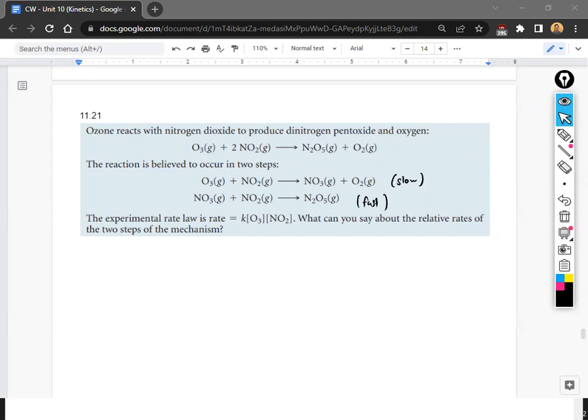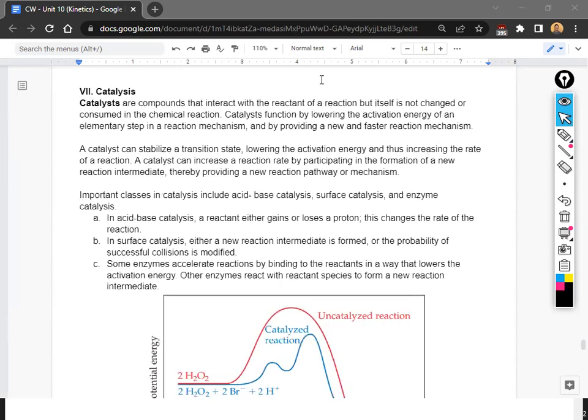Okay, let's move on. I think this is the second to last section. Oh my gosh, we're almost at the end. I mentioned at the very beginning of the unit that one of the things that also determines the rate of a reaction is something called the catalyst. Catalysts are compounds that interact with the reactant but don't get changed or consumed in the chemical reaction. They help the reaction take place, but they are not part of the final equation or the products.